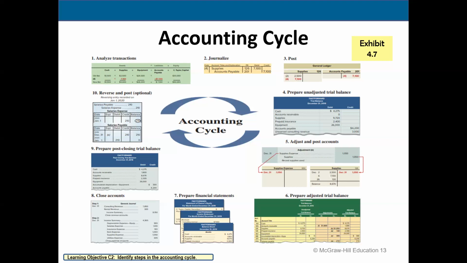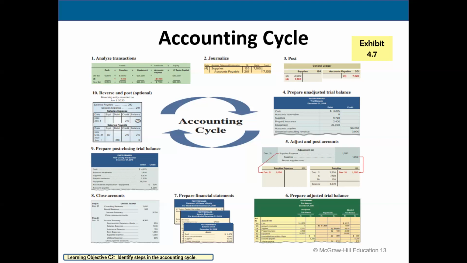Step 10, it says it's optional. That would just be like reversing entries. If we have any errors we find along the way, we can correct those. And then that's it. We've finished the accounting cycle and we're ready to start fresh on a new month and analyze, journalize, post, and so forth.